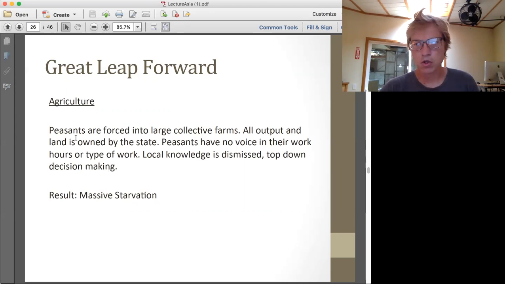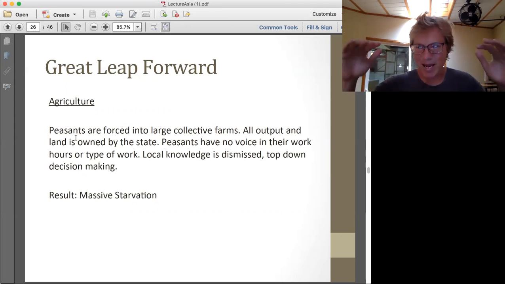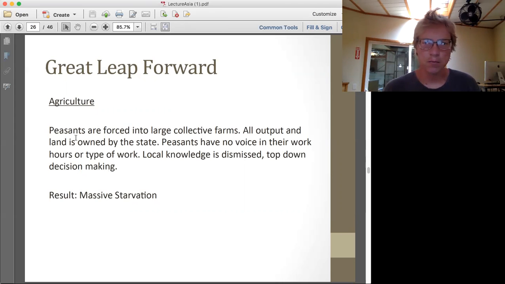The peasants have no choice in terms of the crop mix or how long they work or the type of work. So this is top down, command and control agriculture. And the result is massive starvation. So essentially they're dismissing that local knowledge of what to do. And also, if you're a peasant working, you have no incentive to work hard. You have no incentive to do top quality work, because you are not reaping any of the benefit of your work.